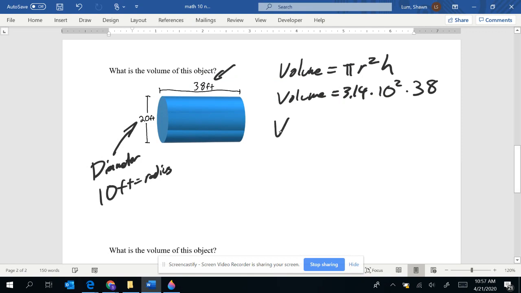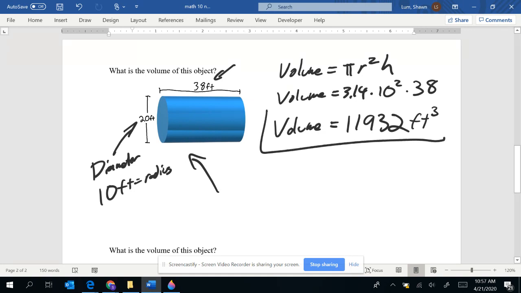So we have volume equals, and we're going to multiply all these things together. So do the exponents first. So 10 squared, which is 100, times 38 times 3.14 equals, and we get. Now, since all these units in this question are feet, our answer is going to be feet, but since we're dealing with volume, cubed. Okay, and that is our answer right here.